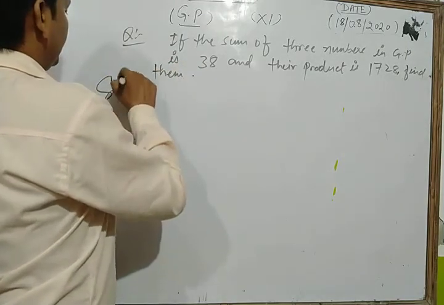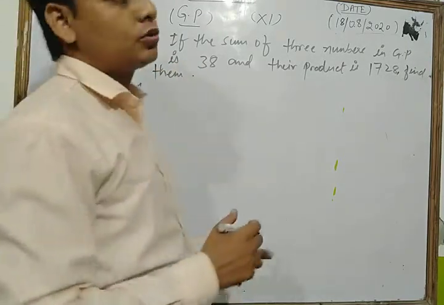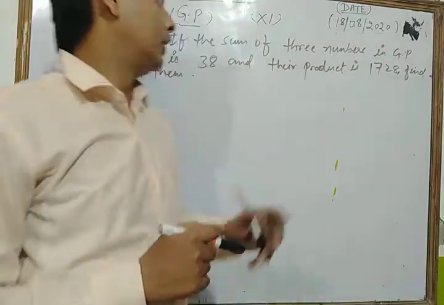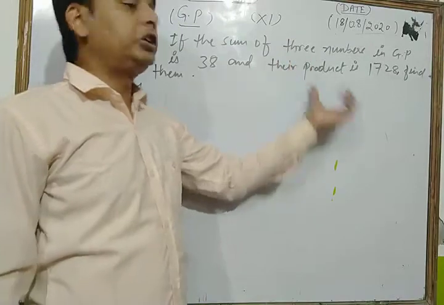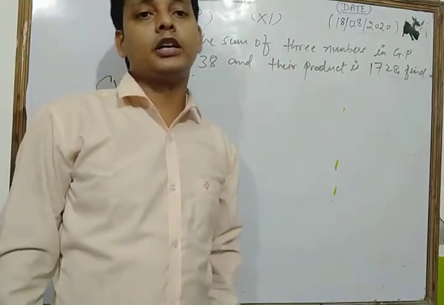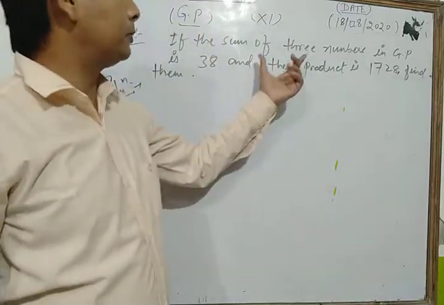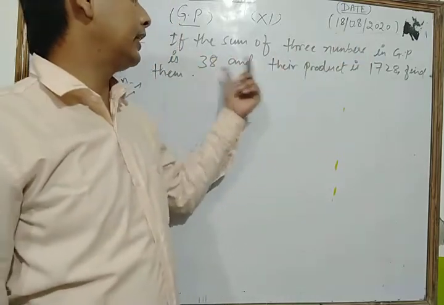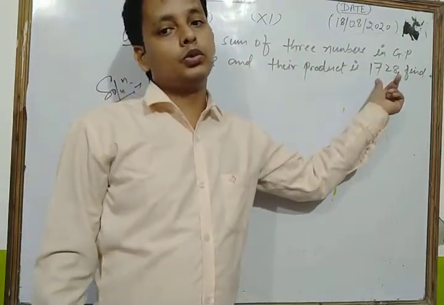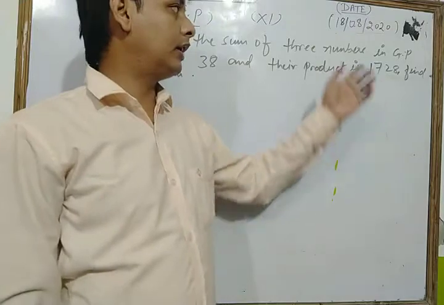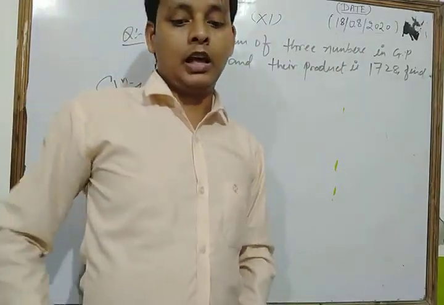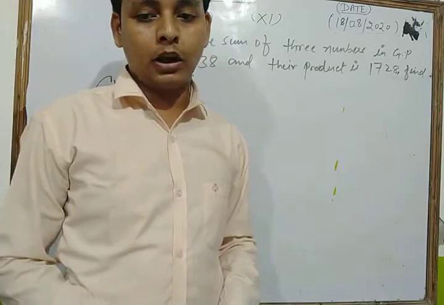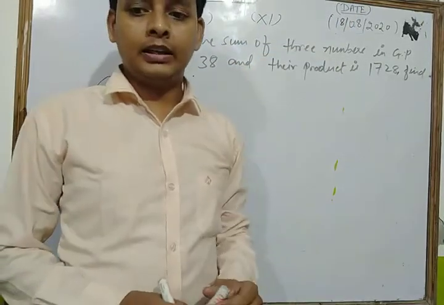Now let's solve it. Dear student, in this type of question we assume the three numbers which are in GP, and according to the statement their sum is 38 and their product is 1728, and we find all three numbers. Now let's see, dear students.